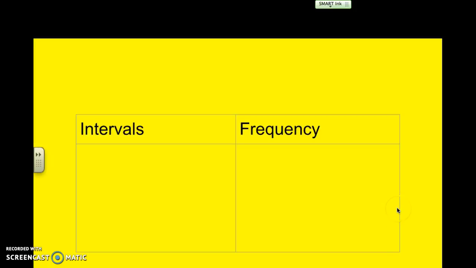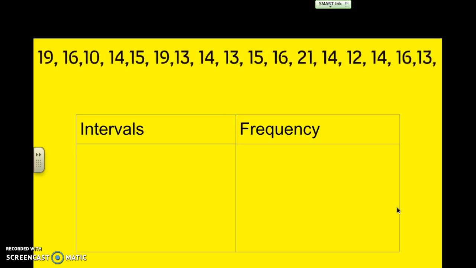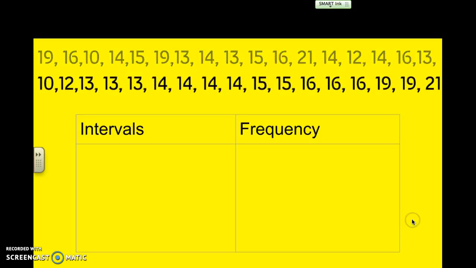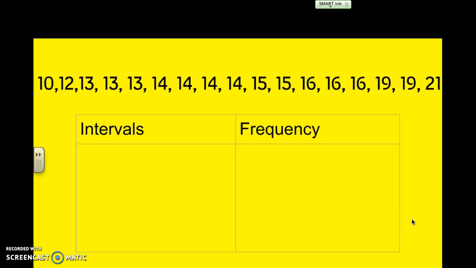So you always need a frequency table. We do our intervals, and we do the amount of times you see them. I showed you this data yesterday. It's a mess, so the first thing you're going to do is reorganize it in numerical order and find your range. We know that we need to go all the way from 10 to 21.